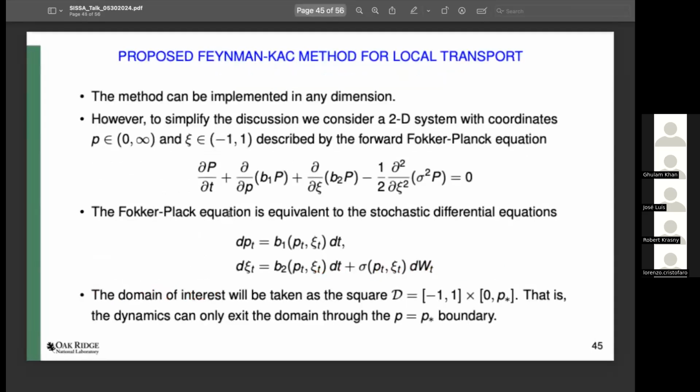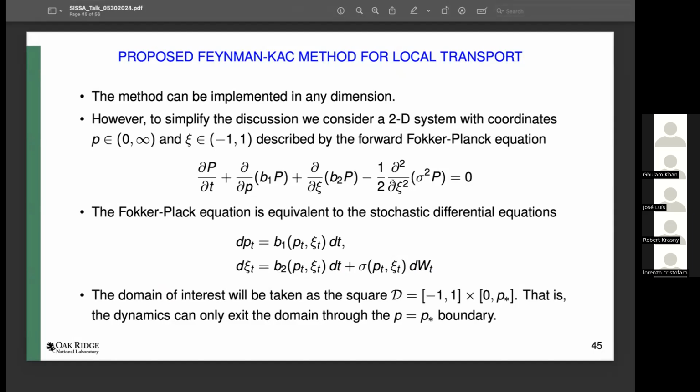So then what we're actually trying to do is to use that formalism to solve the exit problem, not only for regular diffusion, but also for fractional diffusion. Again, I will not have time to explain the details, but let me just show you quickly how that will happen.